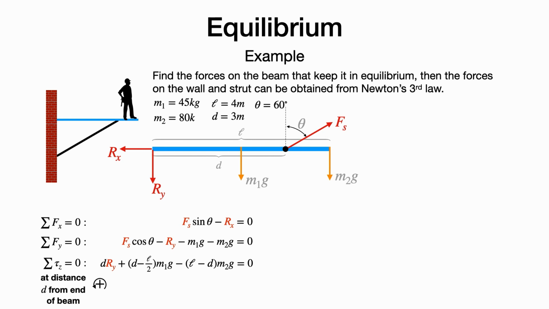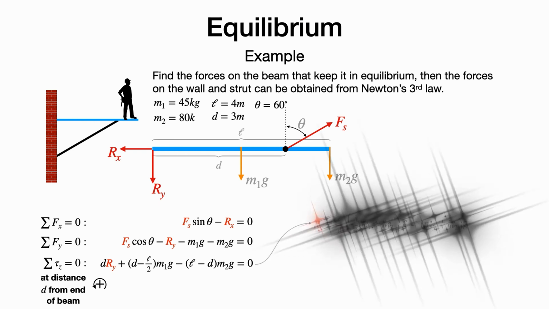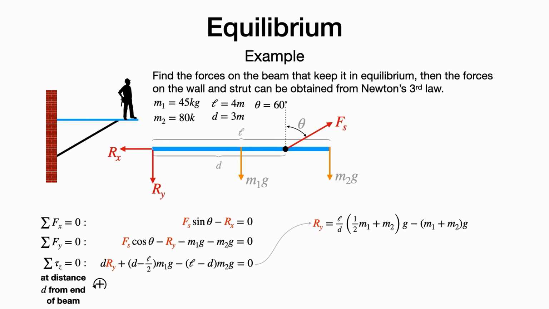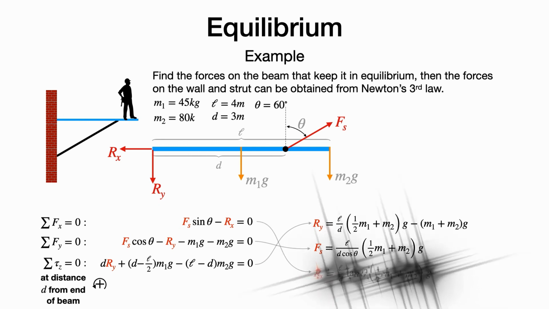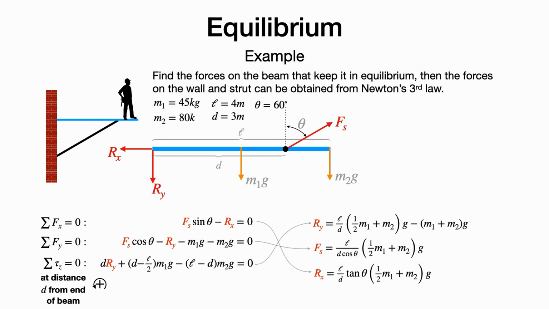And then acting in the opposite direction is the weight of the person at the end of the beam, acting at a distance of L minus d from the point of rotation, and the force being m2g. So when we solve the torque equation, we can solve it immediately for the y component of the reaction force. This we can plug into the second equation to immediately give us the compressive force in the strut. And then we can use this to tell us the x component of the reaction force. So in this approach, we can again get the exact same values for the three unknown parts of the forces.